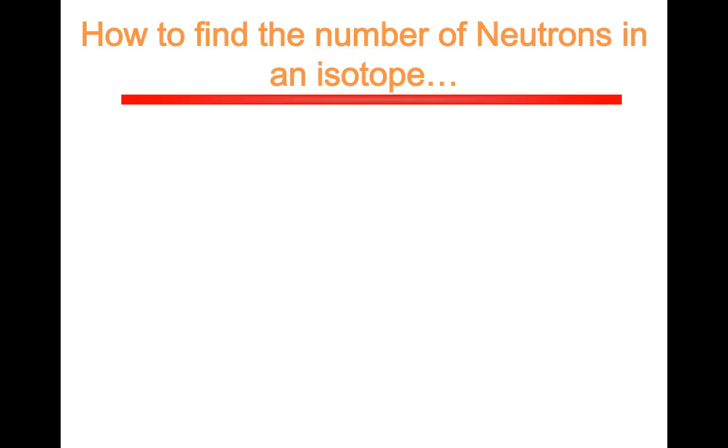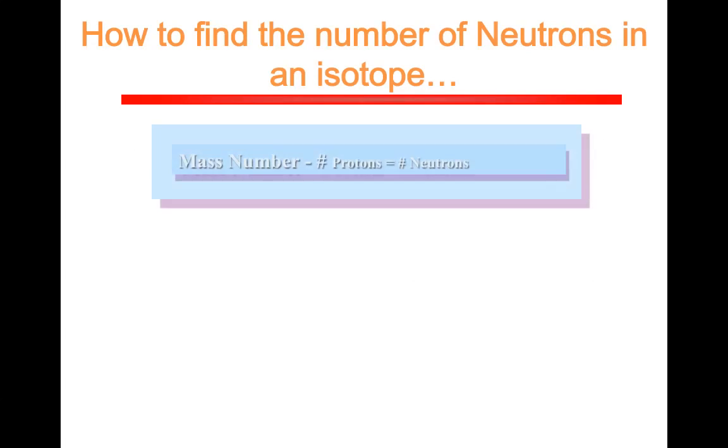So to find the number of neutrons in an isotope, it's very simple. You take the mass number and you subtract the number of protons, just like before, or the mass number minus the atomic number, and that'll give you the number of neutrons.